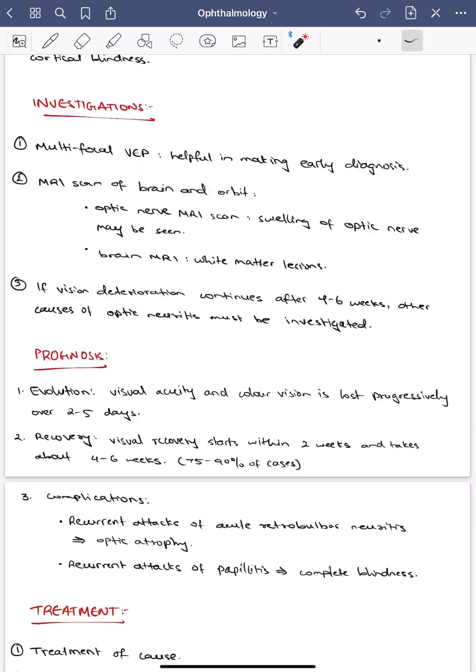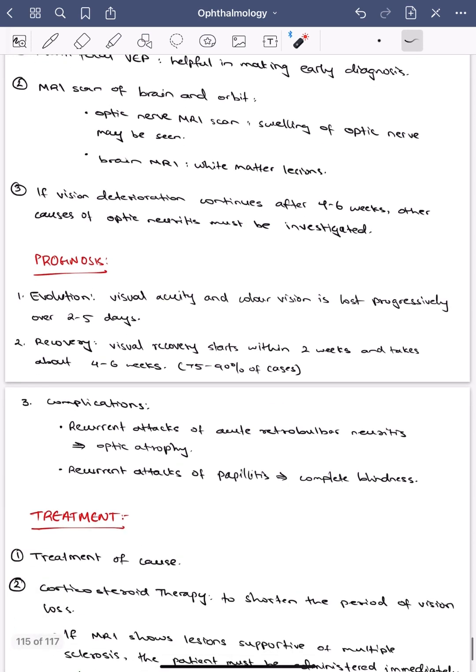Next are the investigations to be done for optic neuritis. First is the multifocal VEP, that is visually evoked potential. Now this is helpful in making an early diagnosis of optic neuritis. Second is MRI scan of the brain and orbit. Now the optic nerve MRI scan reveals swelling of the optic nerve, and in brain MRI white matter lesions may be seen. Now if vision deterioration continues after 4 to 6 weeks, then other causes of optic neuritis must be investigated. That is, remember the etiology: infectious, autoimmune disorders, para-infectious optic neuritis, etc.